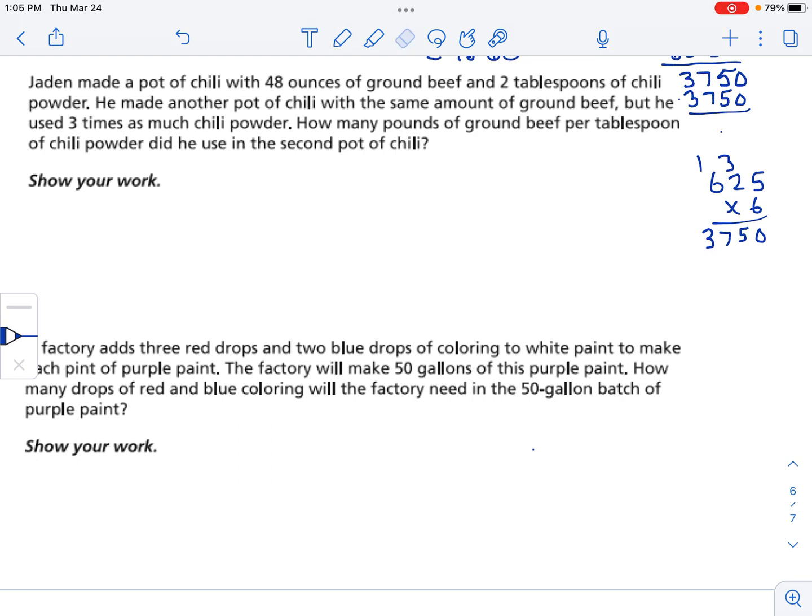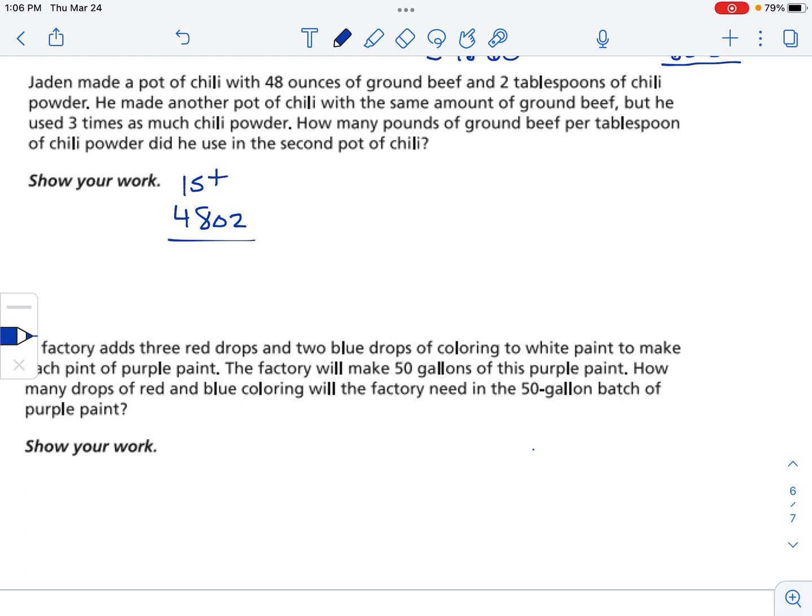Jaden made a pot of chili with 48 ounces of ground beef and 2 tablespoons of chili powder. He made another pot of chili with the same amount of ground beef, but he used 3 times as much chili powder. How many pounds of ground beef per tablespoon of chili powder did he use in the second pot? Okay, so in the first pot, he used 48 ounces to 2 tablespoons. And this is beef to chili. Okay, in the second pot, he used the same amount of ground beef, 48 ounces, but he used 3 times the amount of chili powder.